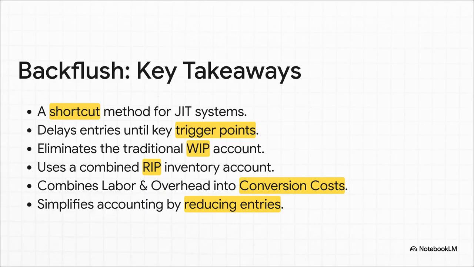Number 1. It's a shortcut method specifically for JIT systems. 2. It delays journal entries until you hit a trigger point. 3. It completely eliminates the traditional WIP account. 4. It uses that combined raw and in-process, or RIP account instead. 5. It bundles direct labor and overhead into conversion costs. And 6, the big one, the whole goal is to simplify everything by cutting down the number of entries you have to make. Makes sense, right?